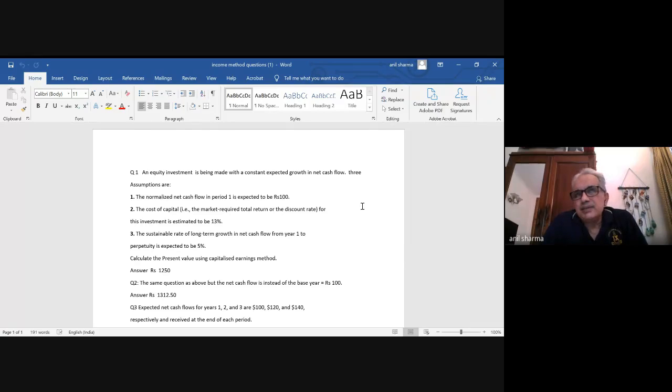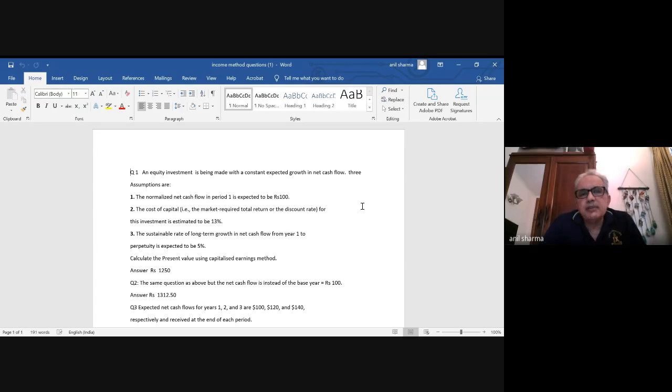So can somebody do it? Can somebody try and do this question? Somebody should try and take a shot at this. No, I explained to you the capitalized earnings method. It's a very simple answer. It's income upon the capitalization rate. You just have to compute the capitalization rate. What is the capitalization rate here?